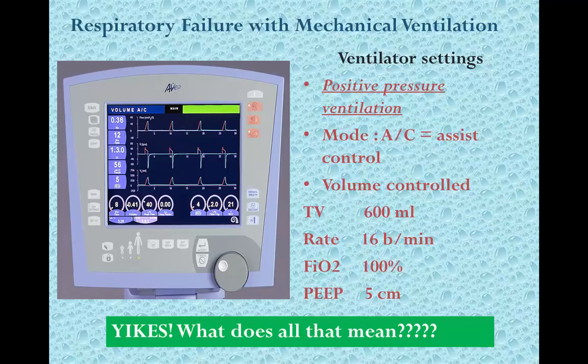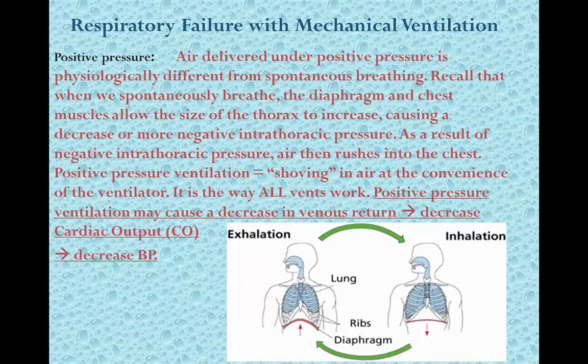Now, the physician is going to prescribe or decree what the ventilator settings are to be. So in our scenario, the physician has prescribed positive pressure ventilation with assist control mode, and it's going to be volume controlled with a setting of tidal volume of 600, rate of 16, FiO2 of 100%, and PEEP of 5 centimeters. Yikes. What does all that mean? Well, let's talk about it piece by piece by piece.